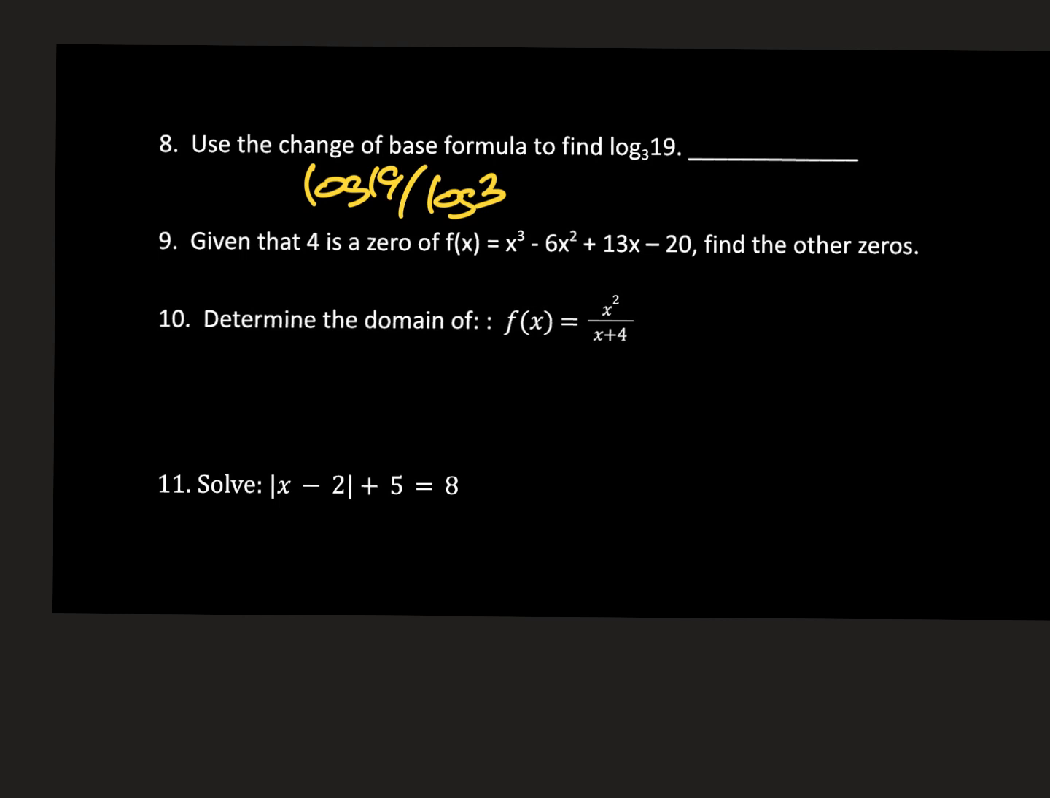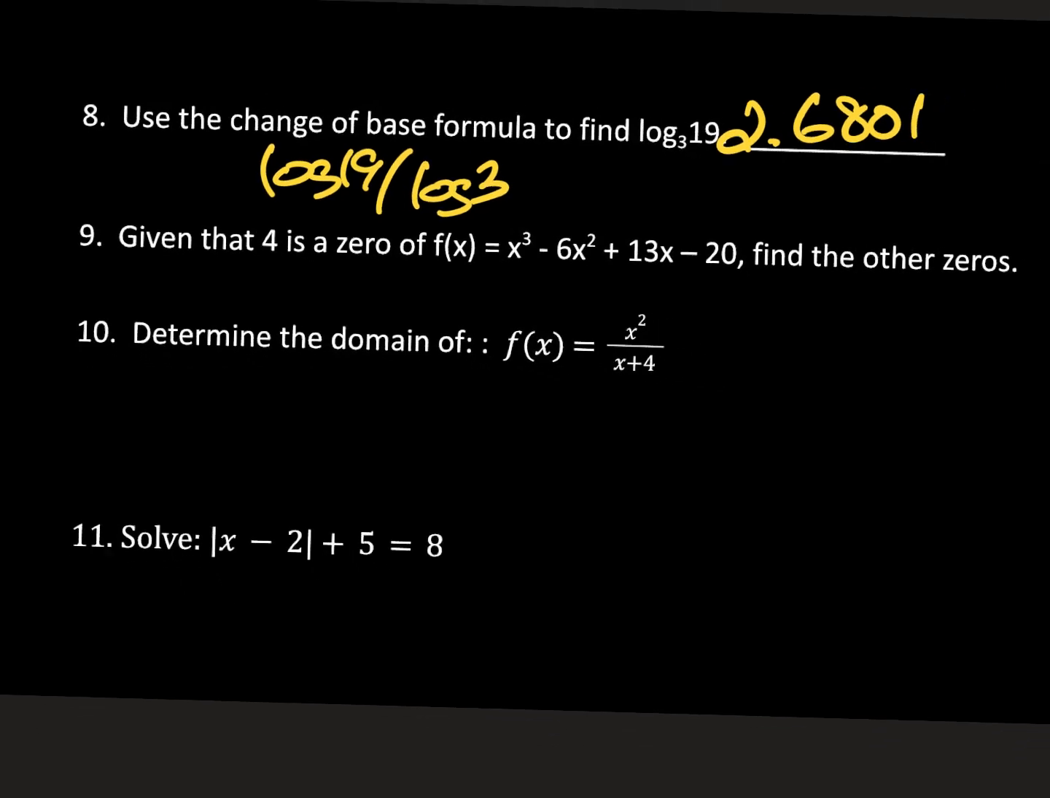Make sure you close your parentheses as always. Base goes on the bottom. I'm getting 2.6801. Number 9, didn't give you any room to do number 9. It was a mistake. Hopefully you got room in your test. I don't know why I did that.